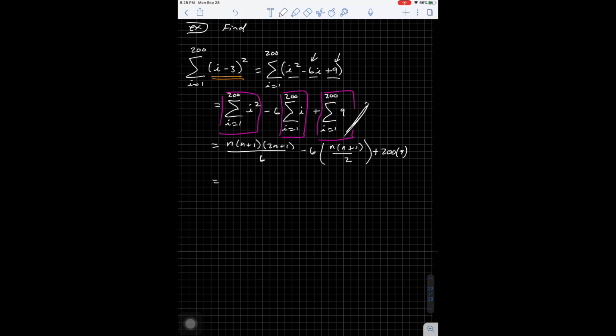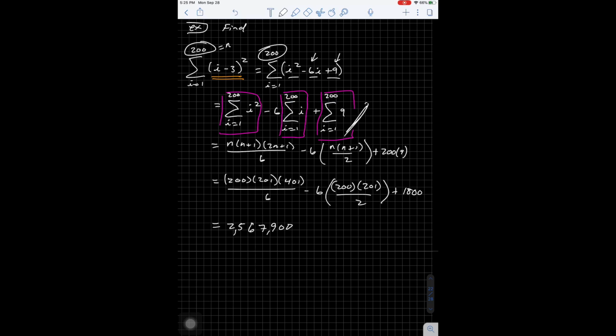Or calculations, okay, because what is n in our problem here? N is going to be 200, right? That's what this is, your n. It's your top value. So this is going to be 200 times 201 times 401 over 6, and this is going to be 200 times 201 over 2 plus 1800. And when you crank that out on your calculator, it's a really big number. 67900. Okay? So that's the quick way to add these guys up when you're going up to a number that's as big as 200. Okay?